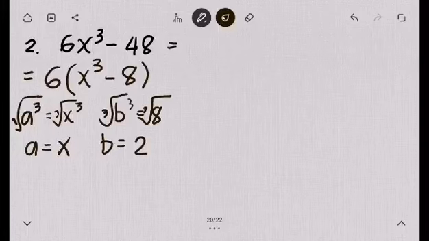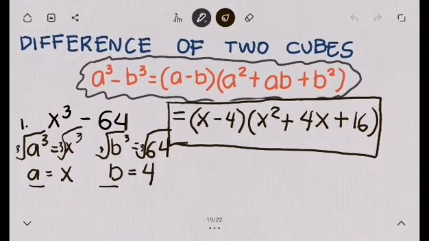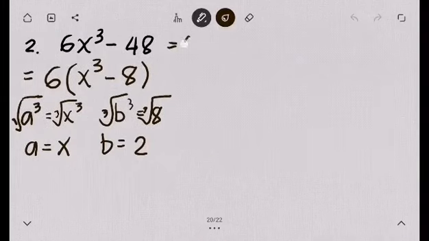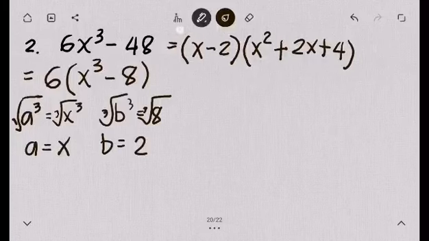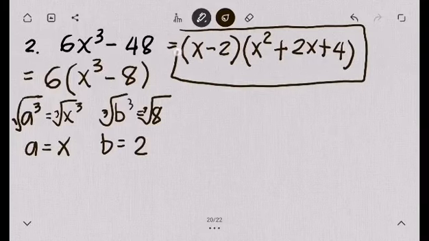So we now have ang ating pattern a minus b times a squared plus ab plus b squared. Okay. So a natin is x minus b times a square, which is x square lang natin, plus, multiply natin yung a and b, so we have 2x. Then, square natin yung b, so 2 square is 4. Okay, so that's it. Ito na yung factored form nung pangalawa nating example.